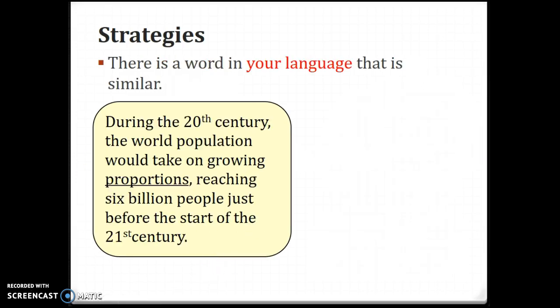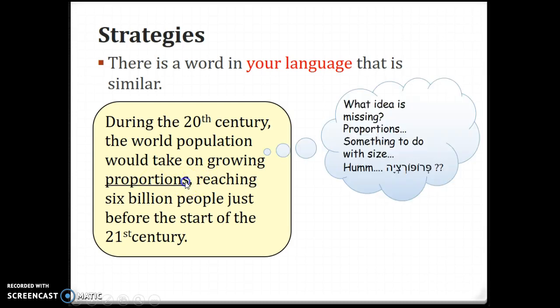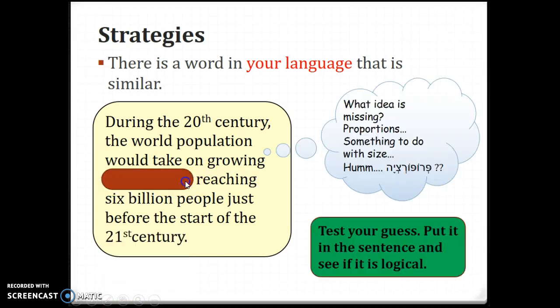And sometimes we look at a word and we say during the 20th century the world population would take on growing proportions. Proportions, there's a word in Hebrew that I know, proportiot. Is that going to work? Proportions, proportiot, and growing proportiot reaching 6 billion. Yeah, that works.